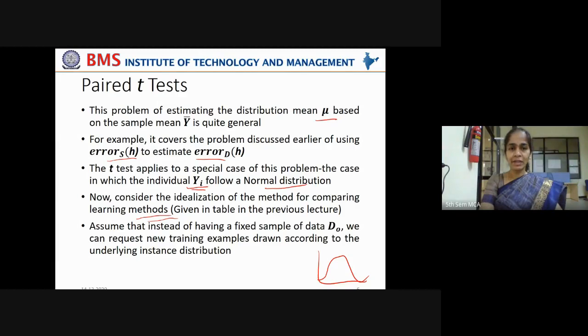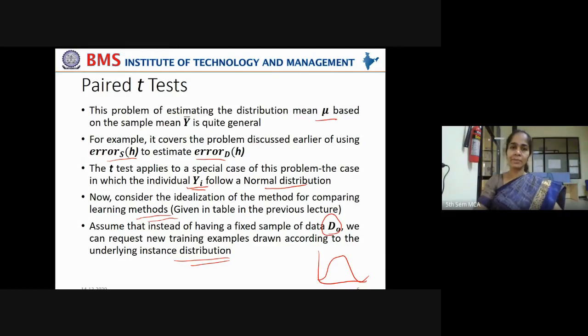That is k-fold cross validation. Now assume that instead of having a fixed sample of data D naught, we can request new training examples drawn according to the underlying instance distribution. Now let us think that we are not using the same sample D naught. We are just requesting a new set of training examples drawn according to the underlying instance distribution. But the condition is they should be drawn from the same distribution, but be a different sample.